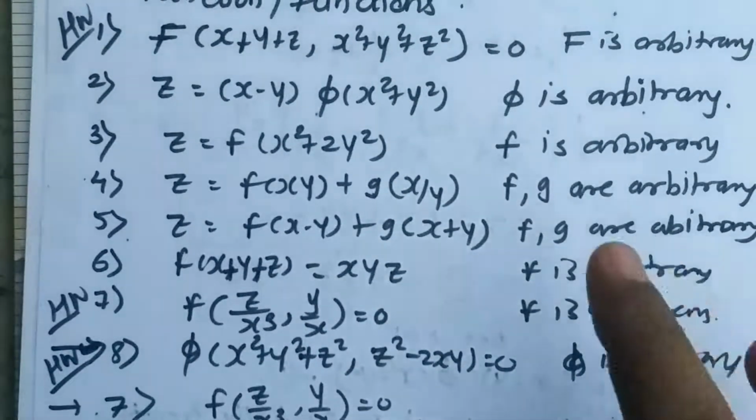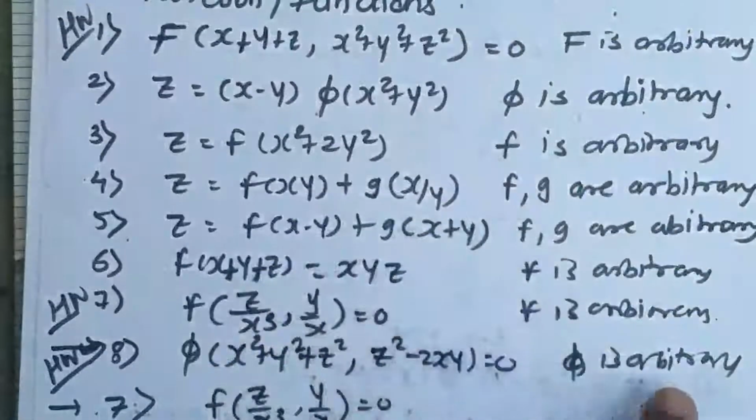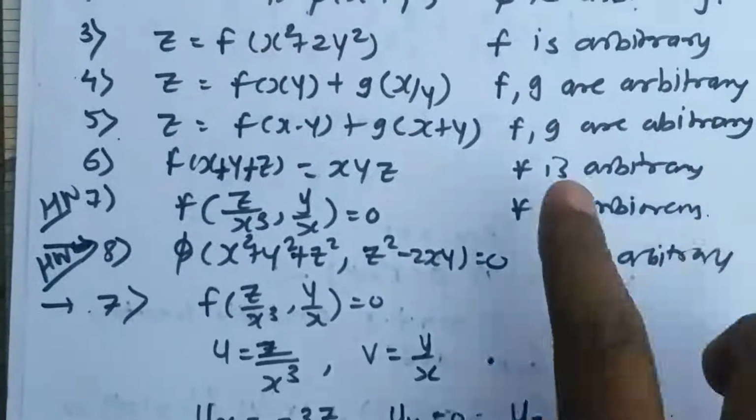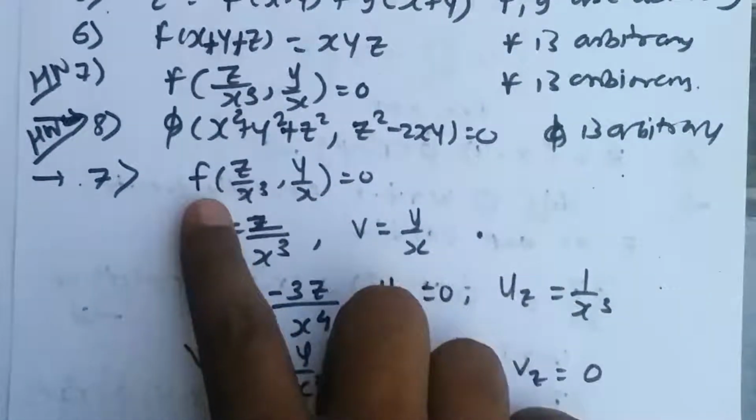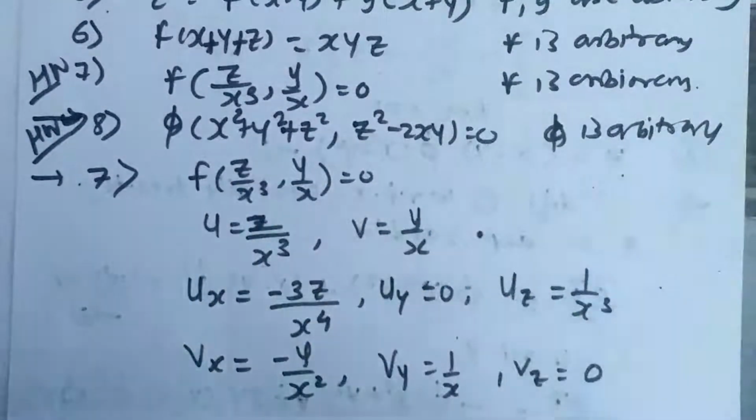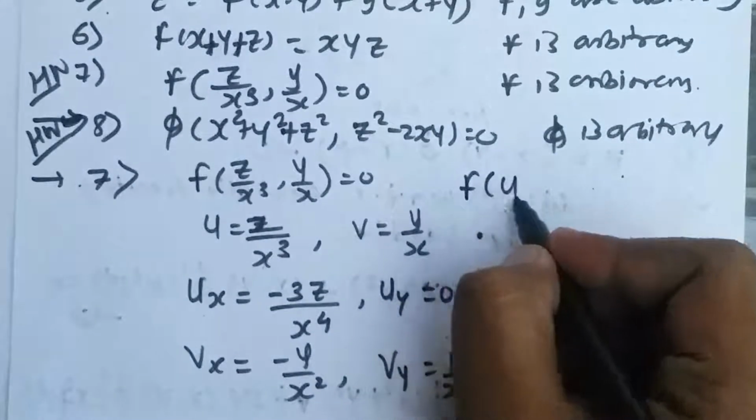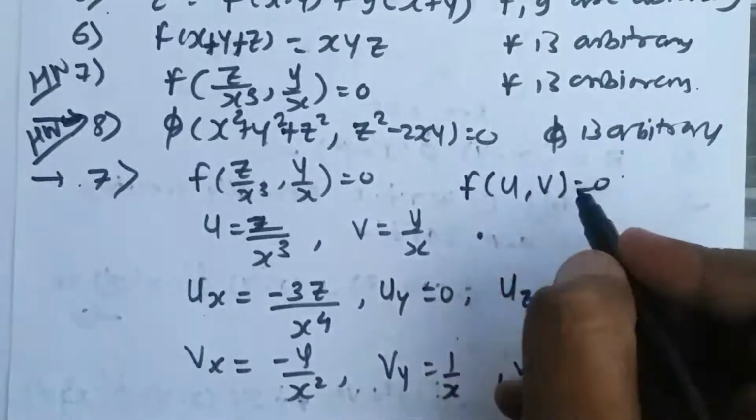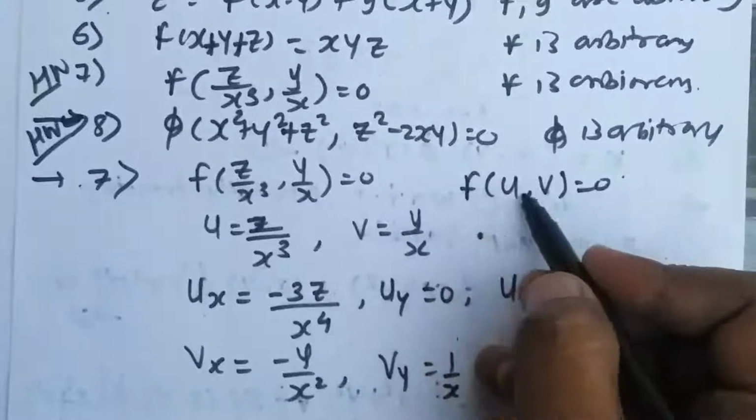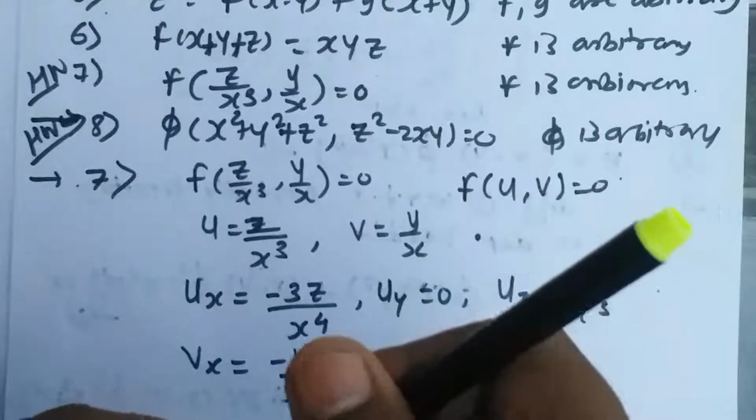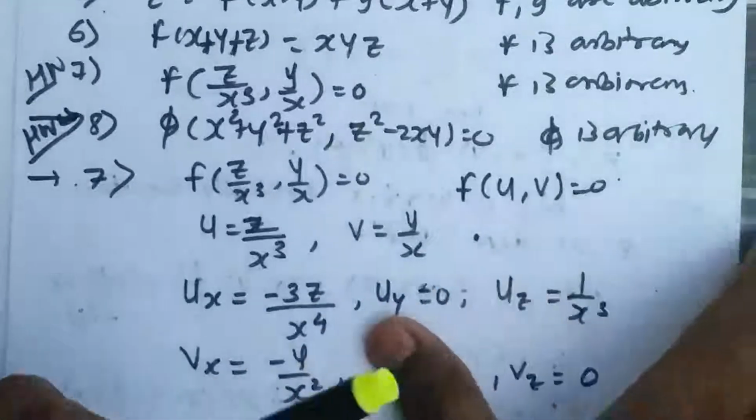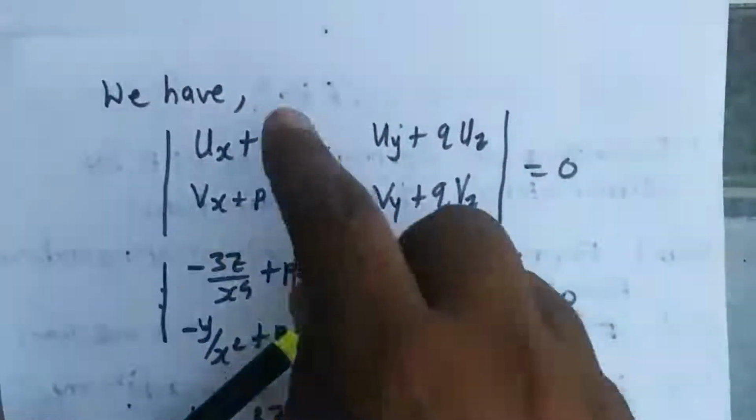One example out of these three I have solved for you, example number 7. Here we have the function in the form f of u comma v equal to 0. Whenever you have an arbitrary function f in this form, u comma v equal to 0, where u and v are functions of x, y, z, in that case we apply the determinant formula. This is the determinant formula.